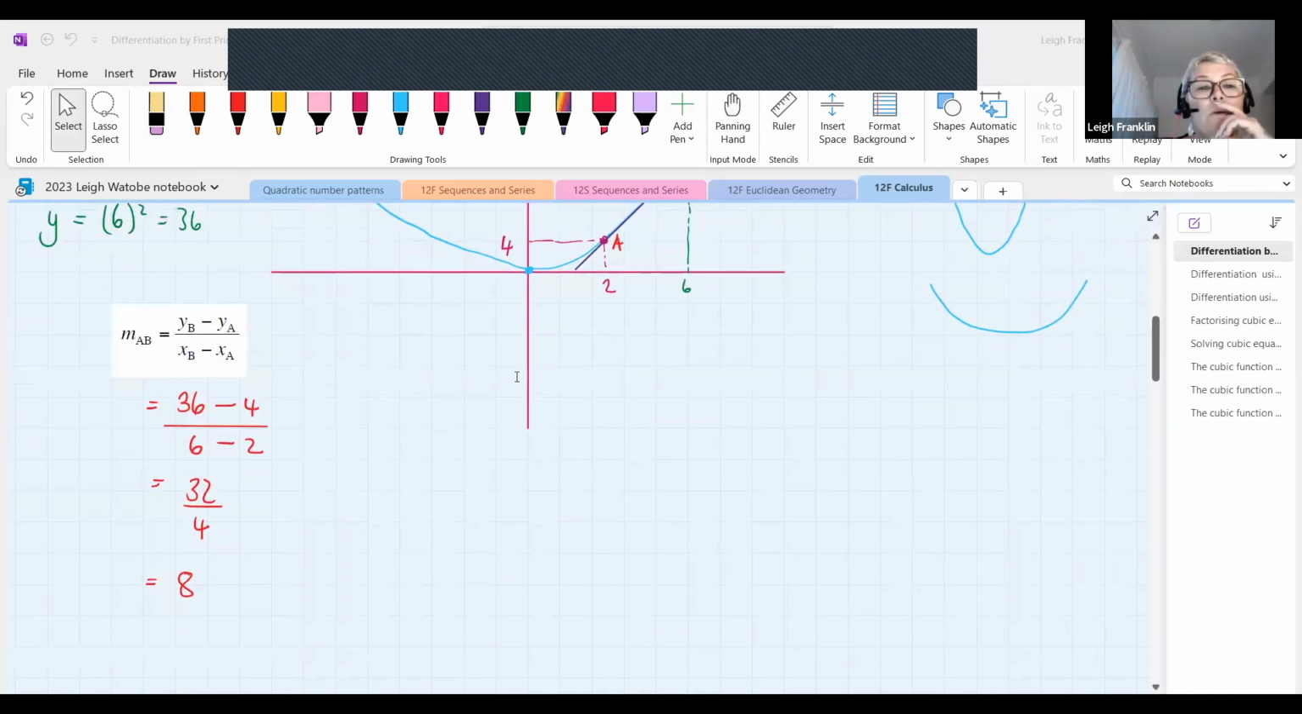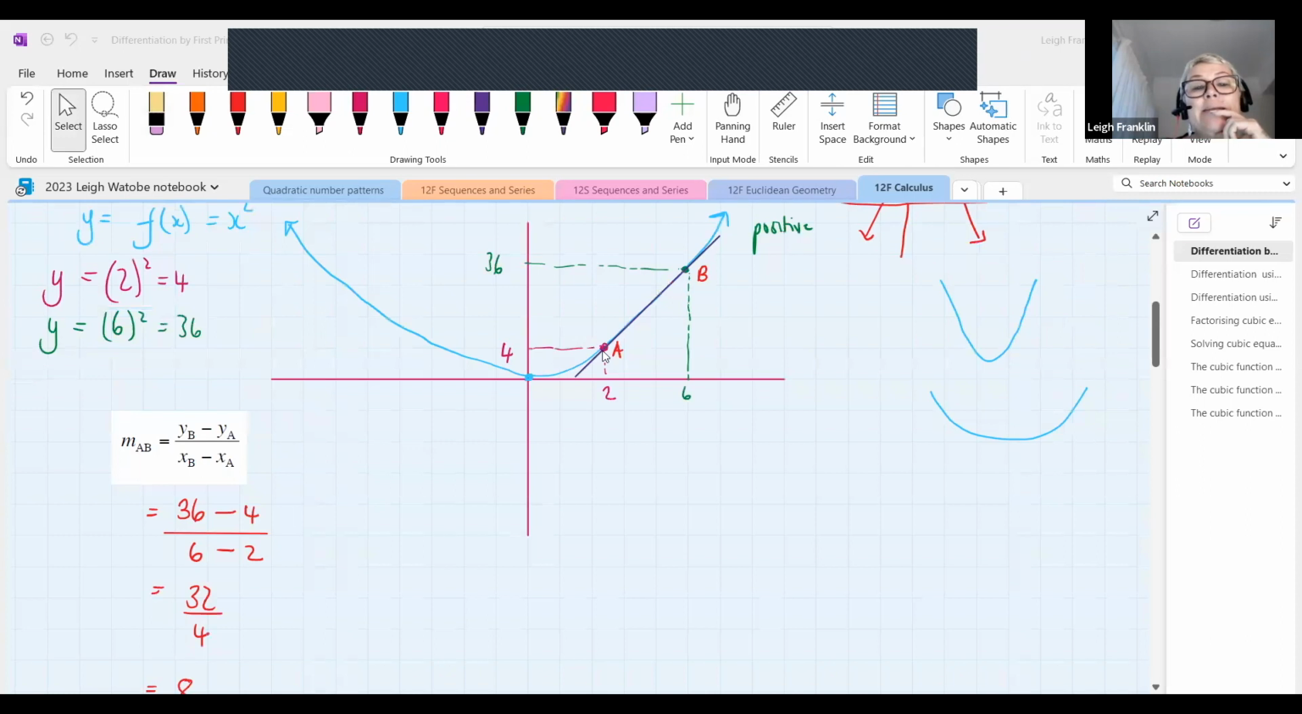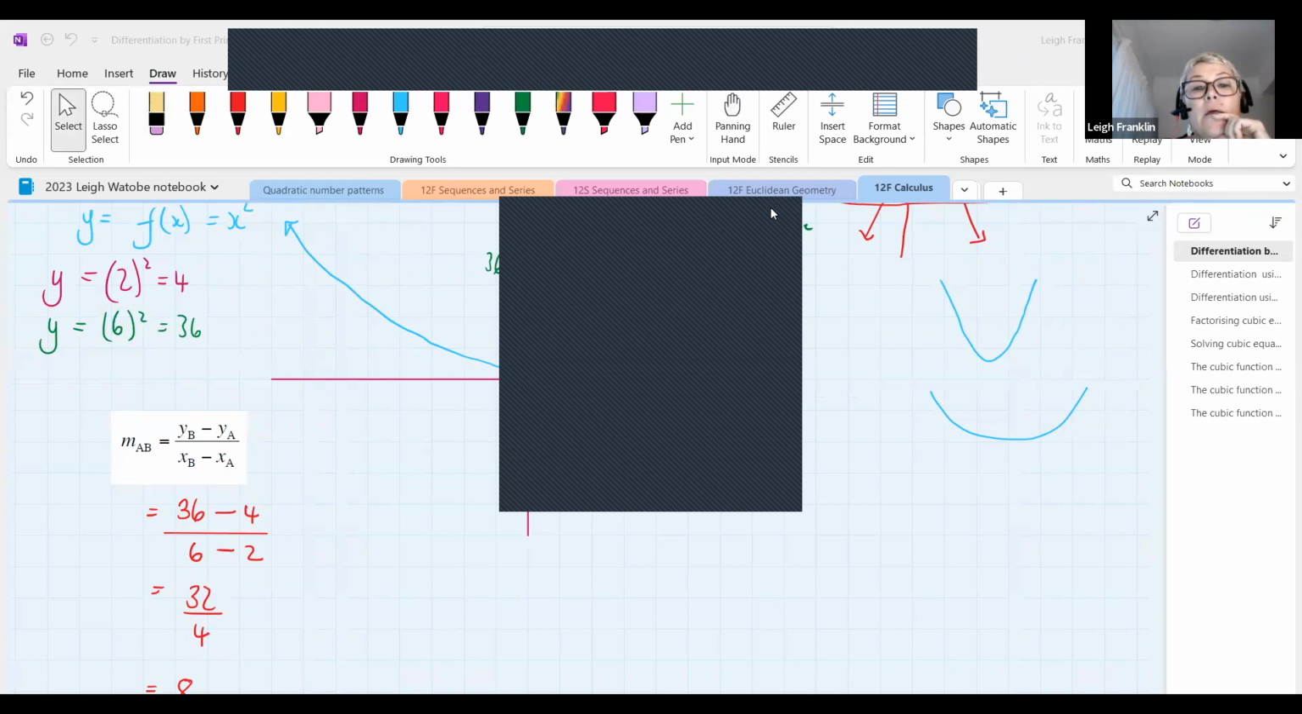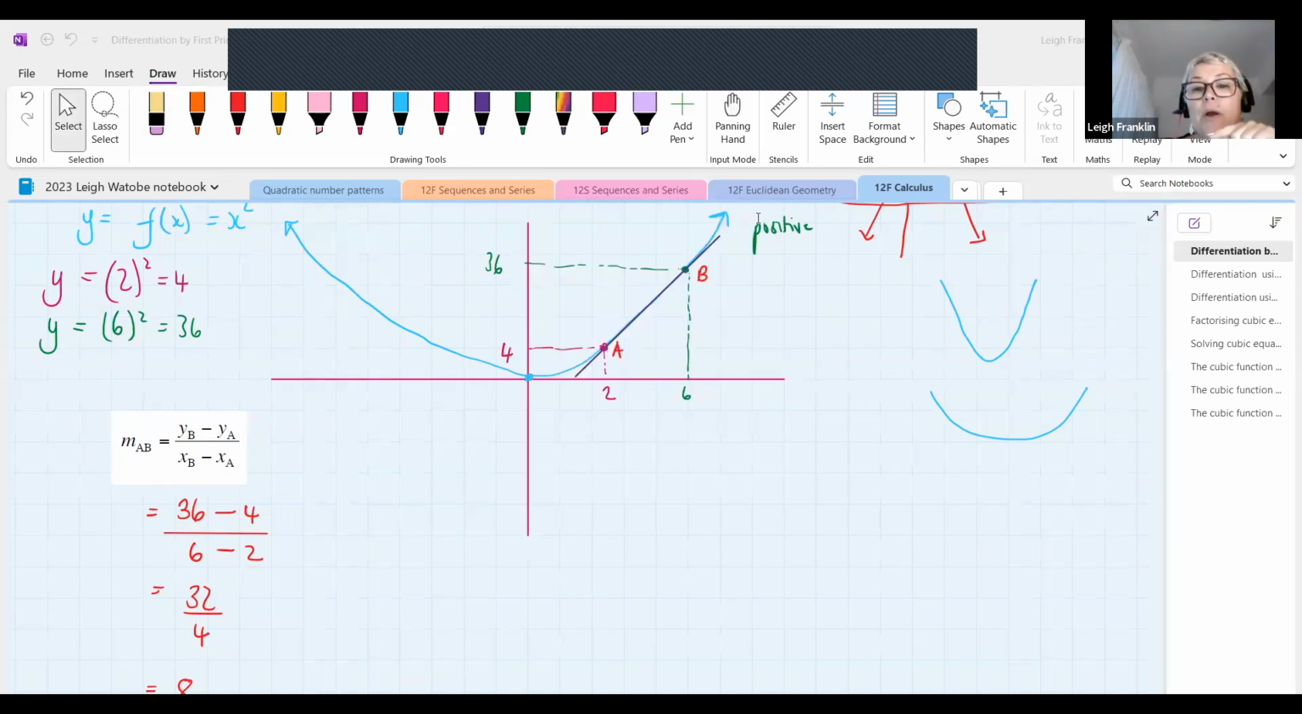Now, if I wanted to calculate the gradient at A or at B, this is where it becomes a problem. Because if I'm trying to calculate the gradient at a particular point, if I sub into the gradient formula, I end up with a strange answer. So try and imagine now that point B is moving back down the line and it wants to end up at point A.